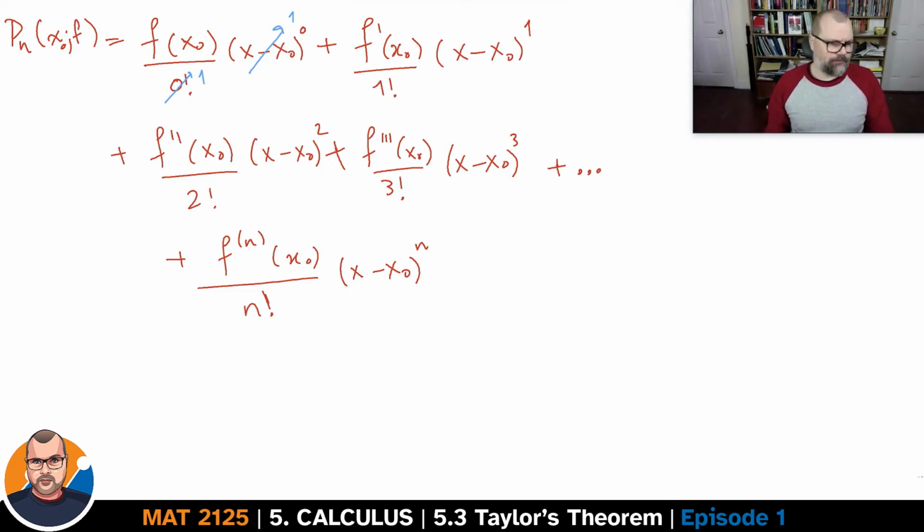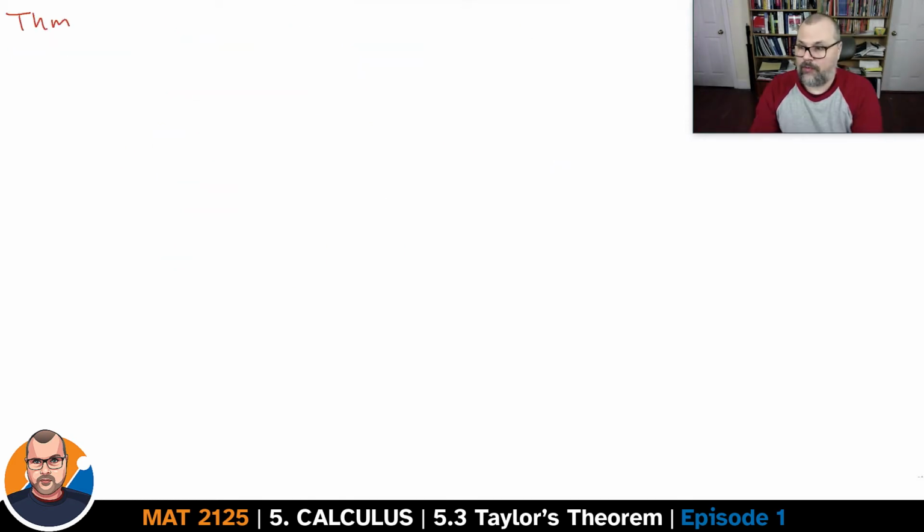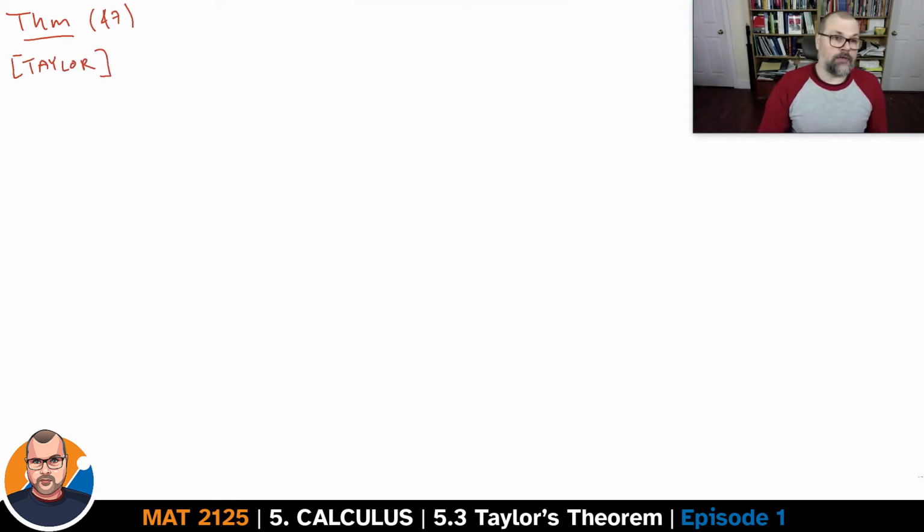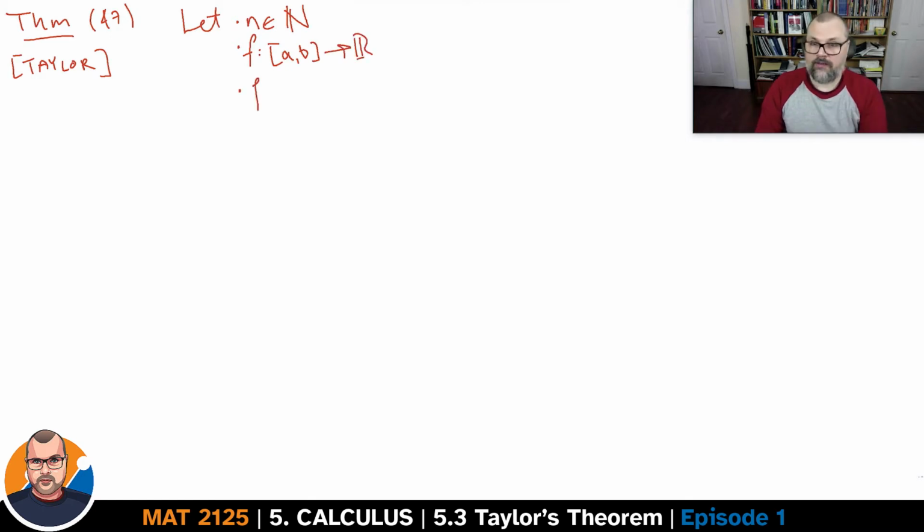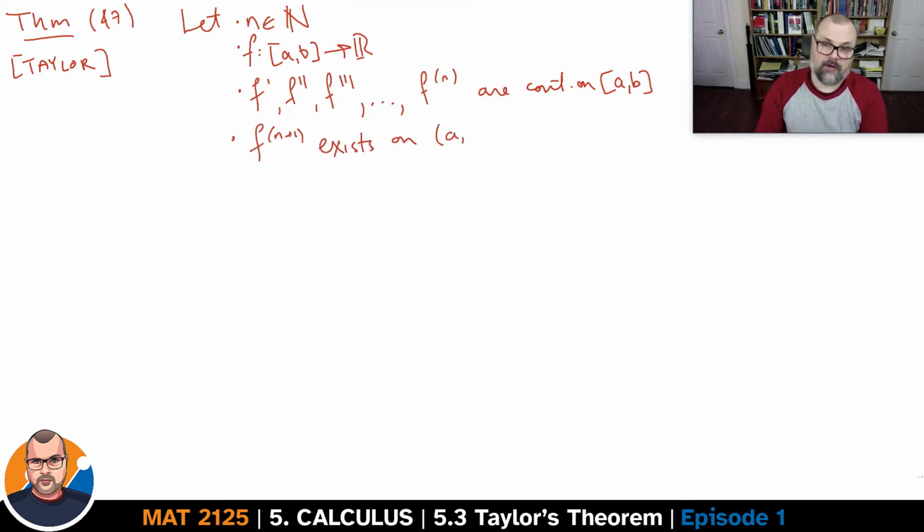So how is this useful? Well, there's a very important theorem. This is one of the named theorems. I'm actually also going to provide it to you in uppercase letters, just so you understand the importance of this theorem. n is an integer. f is a function from the interval [a,b] into the real numbers. We have f prime, f prime prime, f prime prime prime, all the way up to the nth derivative, continuous on the interval [a,b], and the next derivative exists on the open interval (a,b).